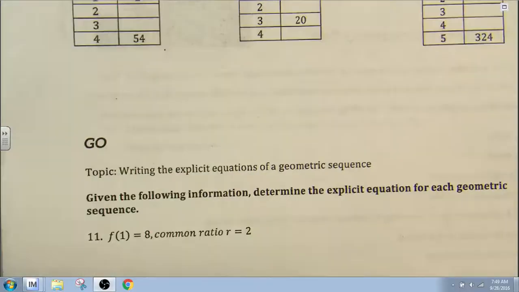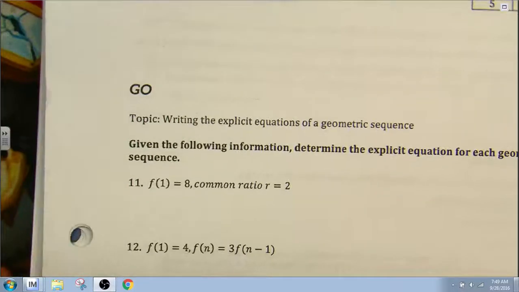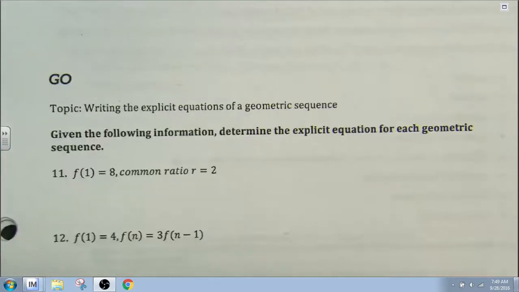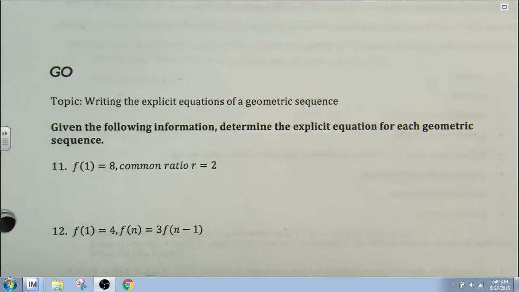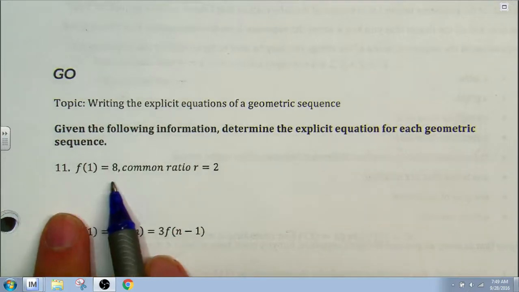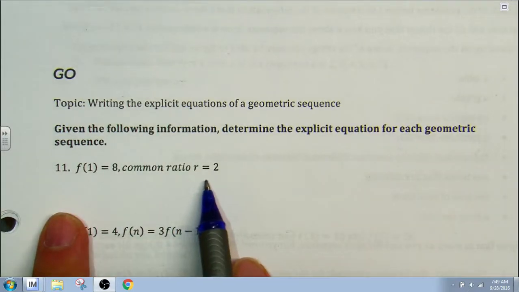Next, we're going back to determining explicit equations of geometric sequences. And this is kind of nice. It gives us f of 1 is 8, and it tells us the common ratio is 2.